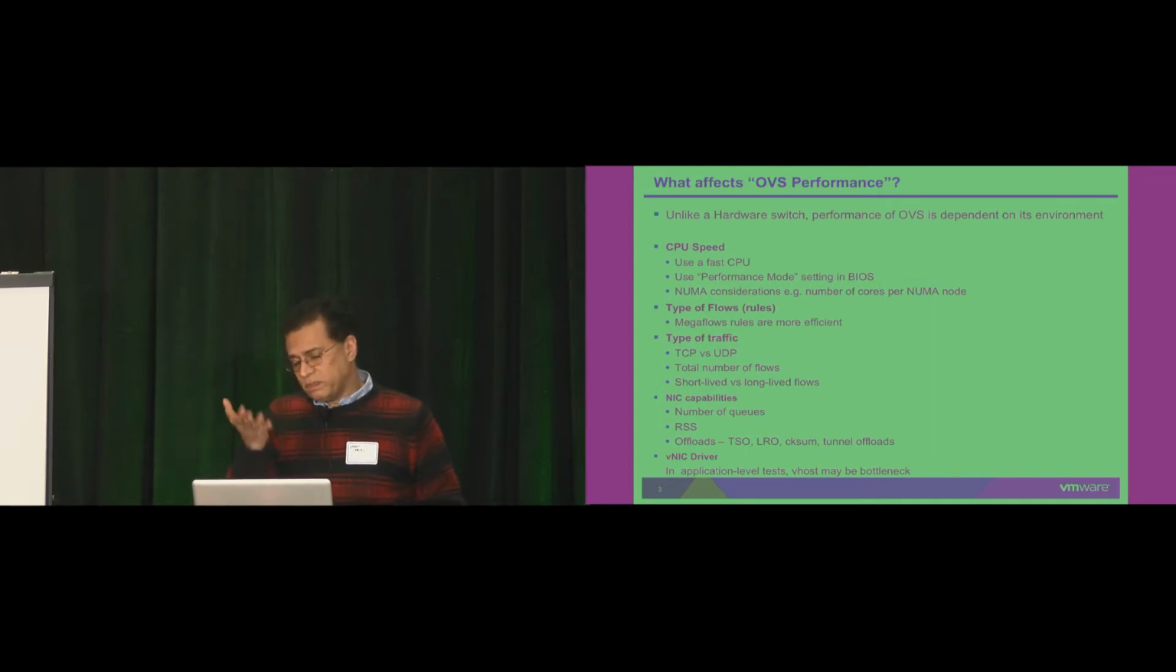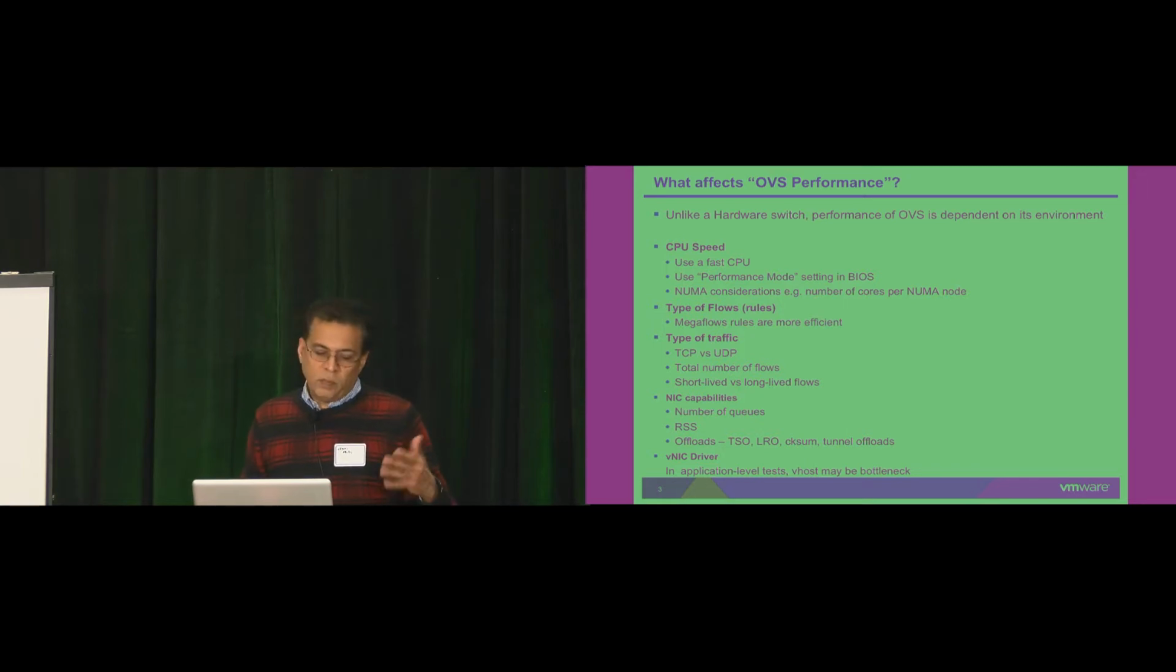So just want to point out that since OVS is unlike a hardware switch, the performance of OVS is dependent on where it's running. So it's not enough to say that OVS can do n packets per second without also talking about what kind of CPU you use and how many cores and so on. This is just a partial list of some of the most important factors which affect what you would see as performance for OVS or any virtual switch for that matter.